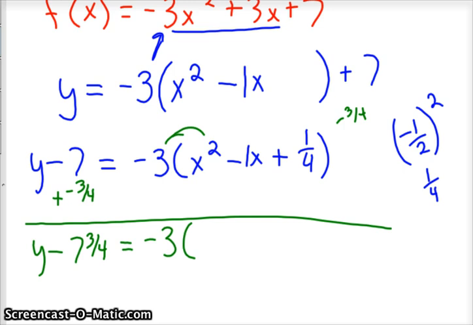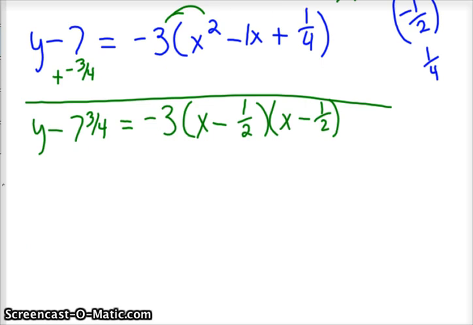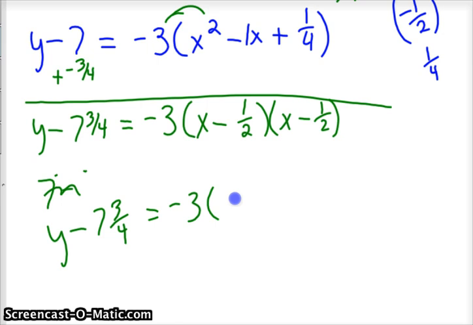So x squared minus x plus 1/4 factors to x and x. Minus plus is minus minus. 1/4 is really just 1/2 and 1/2. And so now you've got y minus 7 3/4 equals -3 times x minus 1/2 squared.